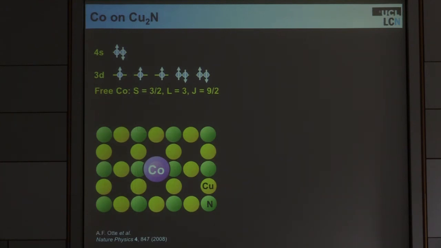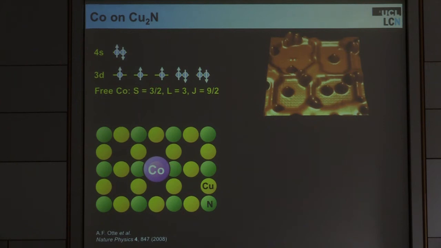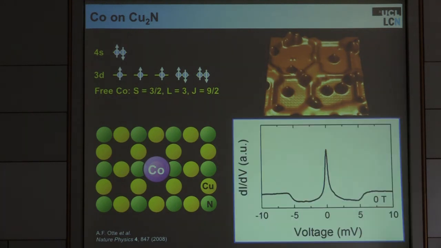So before I showed you iron on copper nitride, now let's switch to looking at cobalt on copper nitride. Cobalt has one more electron in its d shell, so it should be a spin 3/2 system rather than a spin 2 system. Here's a very pretty picture of one of these. You can see each of these little bumps is a single cobalt atom, and each of these little squares is our little copper nitride. And we can now do spectroscopy on this, again, dI/dV between plus and minus 10 millivolts, so we're back on the low energy scale.